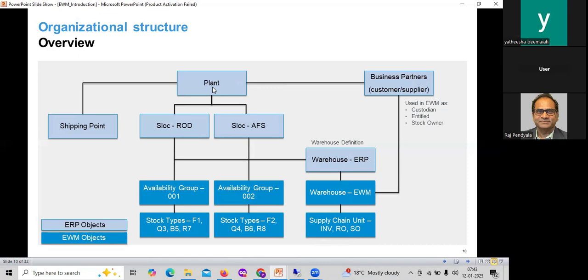And again, this plant will be considered as the business partner. In the coming slides, I will explain this in detail. The plant will be considered as the business partner, which represents the party entitled to dispose in the EWM system, and the plant will also be the stock owner, and the custodian is the warehouse number.